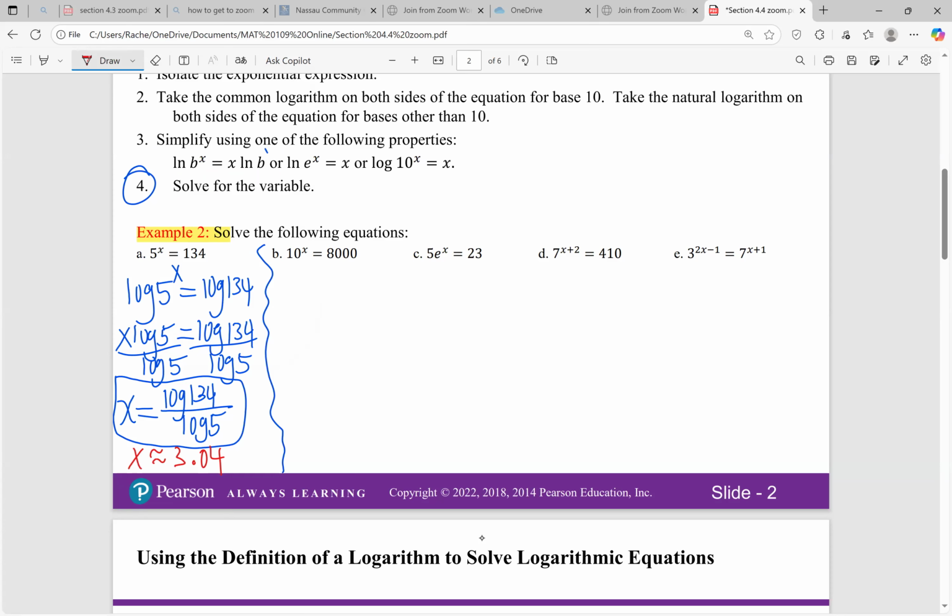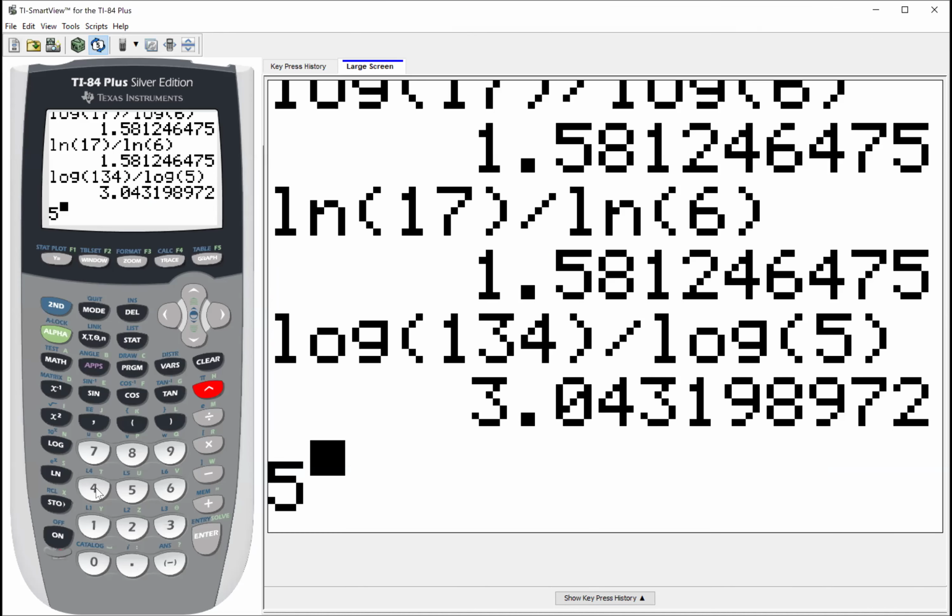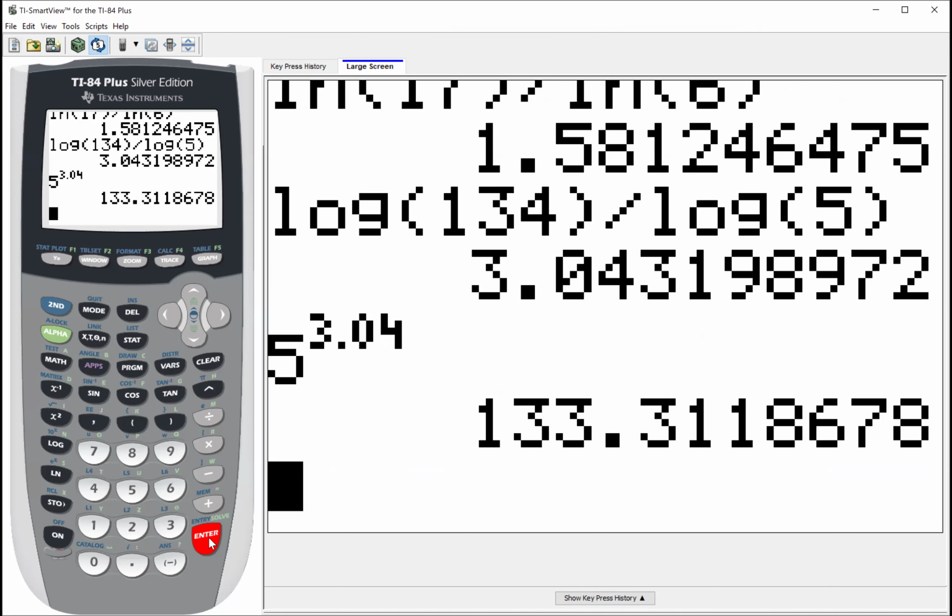But let's check this. I want you to see that if x is about 3.04, then 5 to the 3.04 should give us about 134, right? Because that's what we just solved. So let's go to the calculator and take 5 and raise it to the 3.04. You see how we get 133.3?